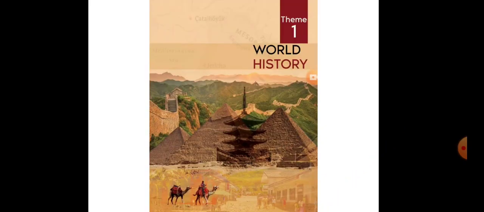Theme 1, World History. As it is said, if there was no past, there is no future. So it is very important to learn about the start of civilization and how the world has undergone different changes of culture, society, religion, and education, and it has got its new form, that is the modern world.